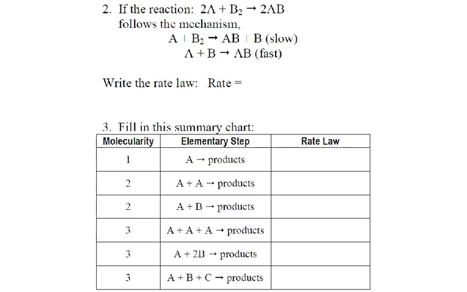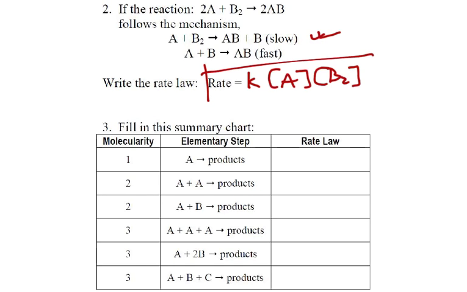Okay, next question. If here's a reaction and it follows this mechanism, first step is slow. Write the rate law. Again, if we want to write the rate law, then we're going to go by the slow step. There's one A, there's one B2, so the rate law is K, A to the first order, B2 also to the first order. And that's our rate law right there.